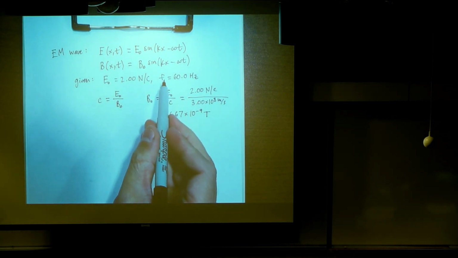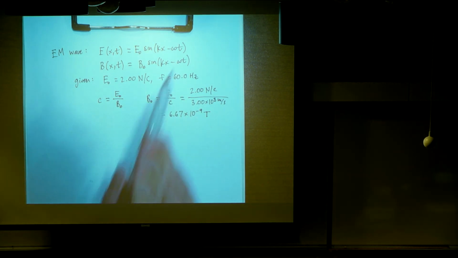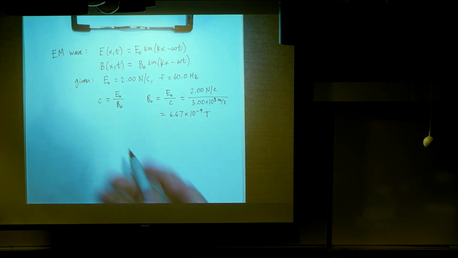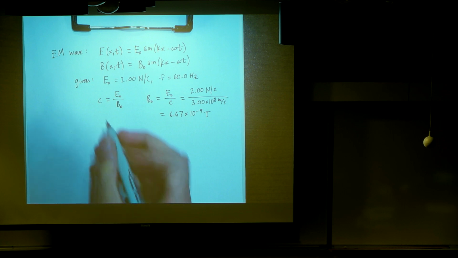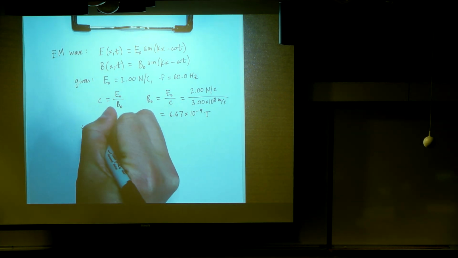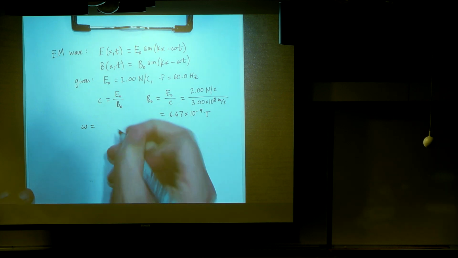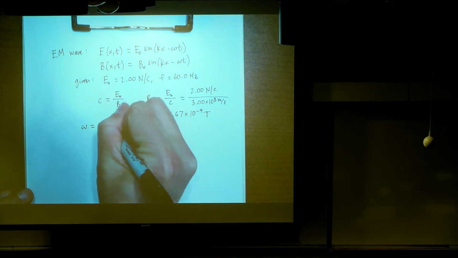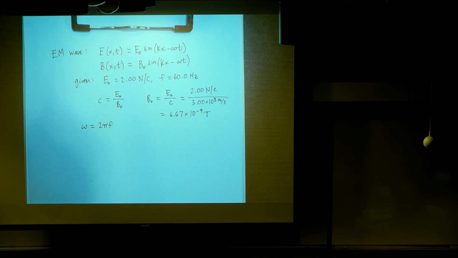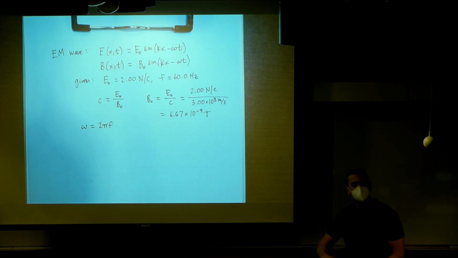Okay, let's do the next part. I know what F is, but in this expression I have an omega. There's a pretty simple relationship between the two. If I want to know what omega is, what do I do? 2 pi F. That's just 2 pi times F, right? They're both a type of frequency. It's just that F is expressed in cycles per second, so how many times does the wave undergo a complete cycle of oscillation per second, versus radians per second.